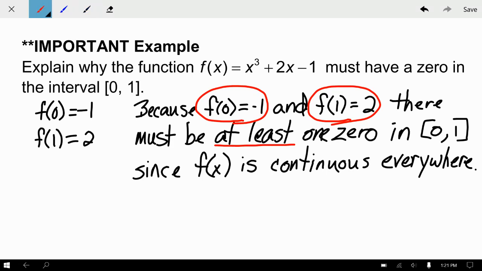So I also want to state which interval I'm referencing. And then the last part is I stated that my function is continuous either everywhere or on the interval that I'm looking at. So those things that I have circled are the key things you need to have in your statement. Like I said, you can use different wording as long as you have the same key pieces of information, which are the key pieces of the intermediate value theorem.